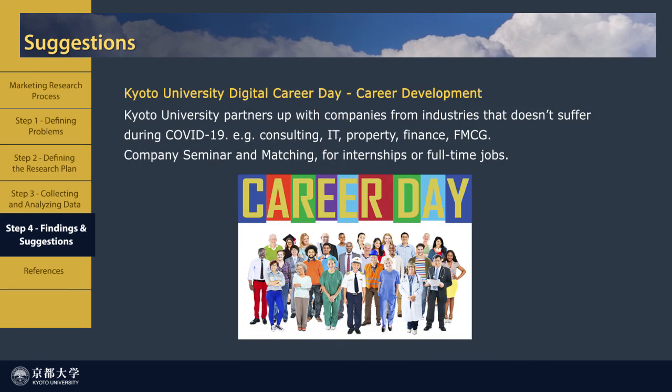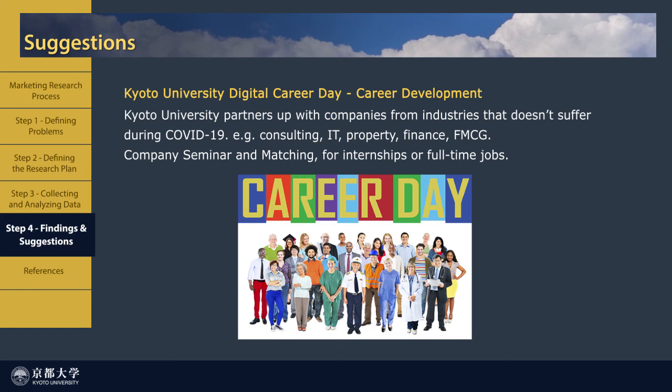The third recommendation will be Kyoto University Digital Career Day. It is meant to address the problem for students to pursue career opportunities. We have compiled various industries that are least affected by this COVID-19 situation. Some examples include consulting, IT, property, finance, and also fast-moving consumer goods. We believe that these industries will still be able to absorb talents who would like to conduct part-time, internship, or full-time jobs. Kyoto University could conduct an online career matching session in a scheduled manner. Companies and students could then do interview sessions through digital platforms such as Zoom in this concentrated event.